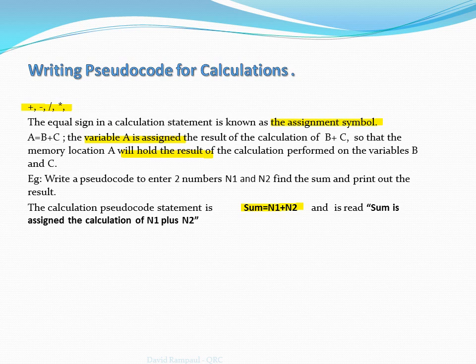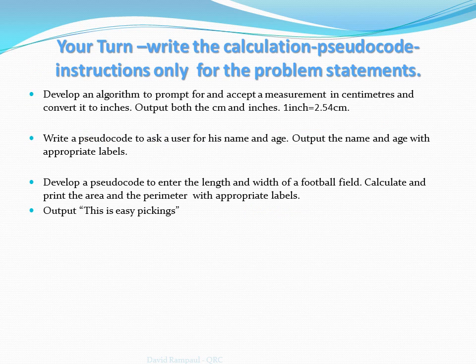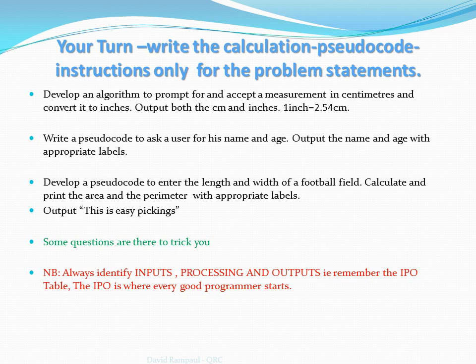Let's go further. Again, now you have to do your part by performing these questions and doing them for homework. Alright, some questions here, just a little note, some questions are there to trick you, and you will try to figure out why they are trying to trick you. And of course, note always inputs, processing, and outputs. You must try to identify inputs, processing, and outputs, and remember the IPO table. The IPO is where every programmer starts.